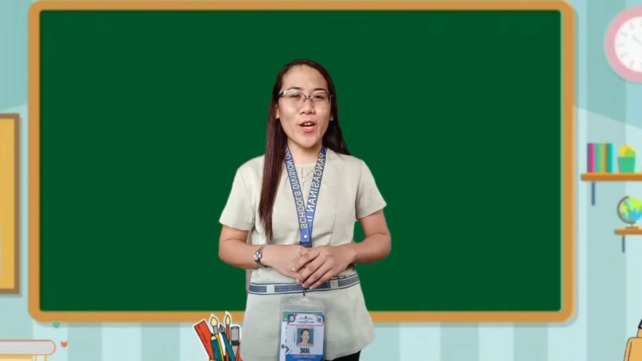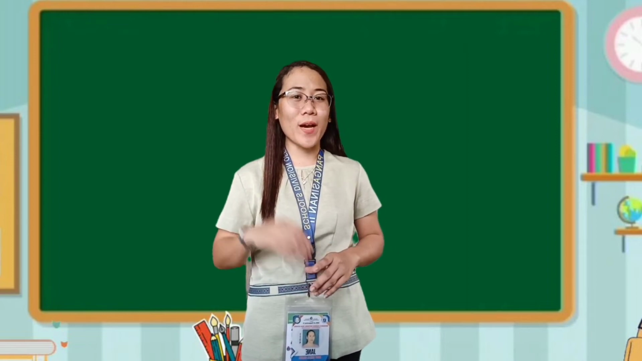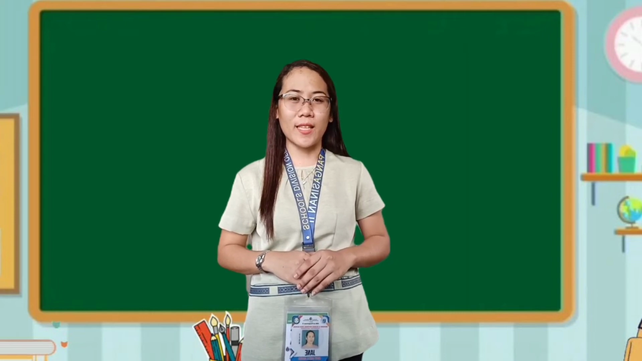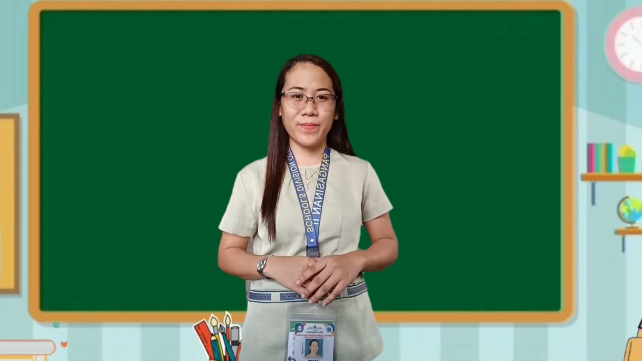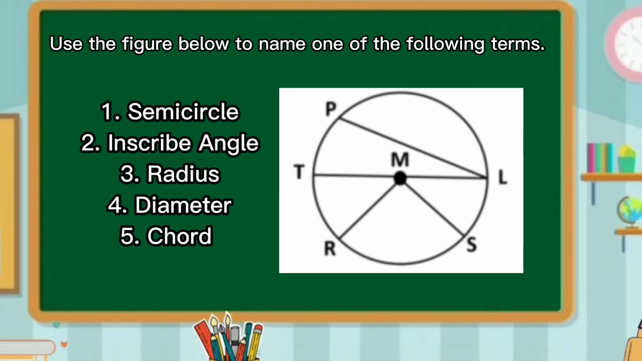I guess you are now ready for an activity. I will give you 5 seconds to answer each question in the given activity. Use the figure below to name one of the following terms. 1. Semicircle. 2. Inscribed angle. 3. Radius. 4. Diameter. And 5. Chord.